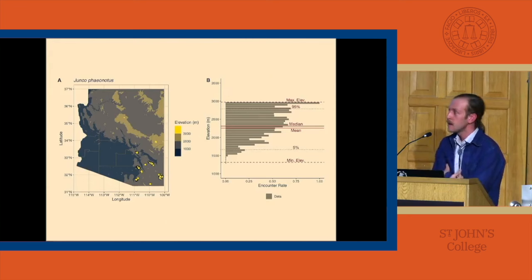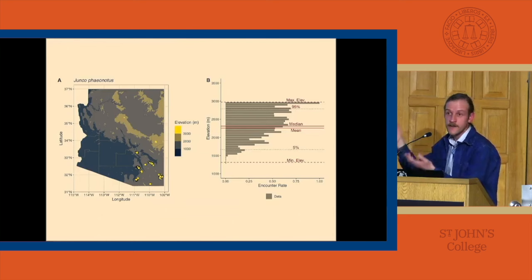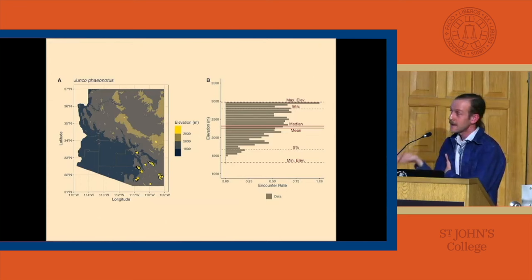It looks very much like that early figure from Jared Diamond I showed that suggests there's some sort of competition process happening. In this case, I think it's an artifact of the fact that these birds really love conifer forest, and this habitat is restricted to the highest parts of this mountain range, and so that's simply where you find it. But suffice it to say, abundance tells us something fundamental about the processes that are going on.